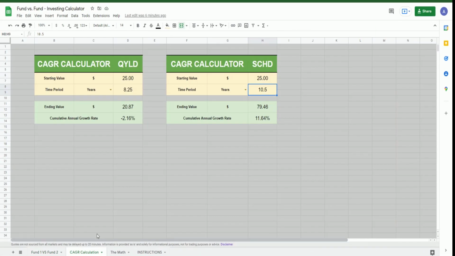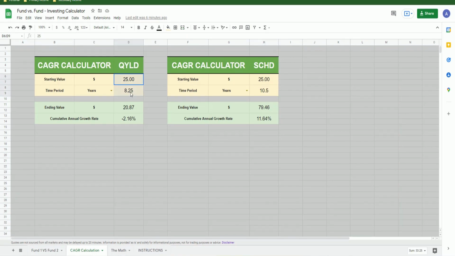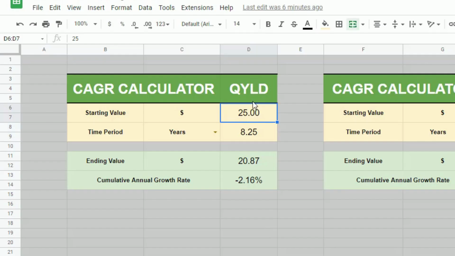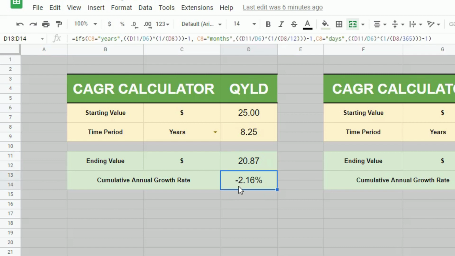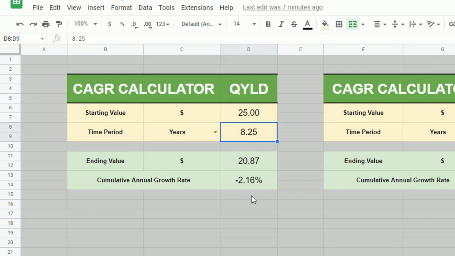Before we go over to Portfolio Visualizer and compare the history of these funds next to each other, we're going to calculate the CAGR number over on another tab on my spreadsheet. The starting value was $25 for Qyld in a time period of 8 years and 3 months, so 8.25, with an ending value of the current price, $20.87, for a cumulative annual growth rate over this time period of a negative 2.16%.